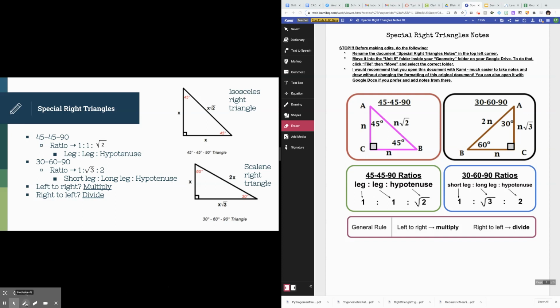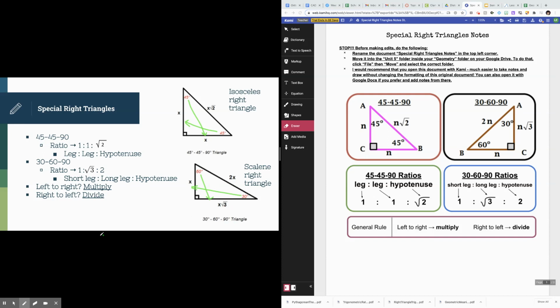And the cool thing about these is that it's easy to tell which side is which, where the leg is, where the hypotenuse is, and which side goes with which ratio, because they're all associated with the angles that are across from them, or opposite them. So in the 45-45-90 triangle, you can see that the two legs are across from the 45-degree angles. In the 30-60-90 triangle, the short leg is across from the 30-degree angle, which is the smallest angle. The medium length leg is across from the medium-sized angle, the 60.